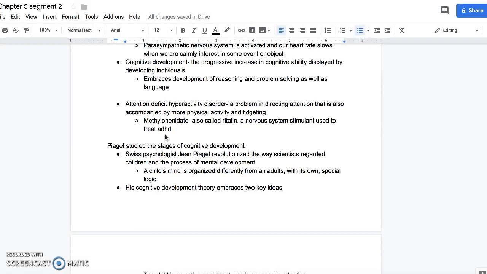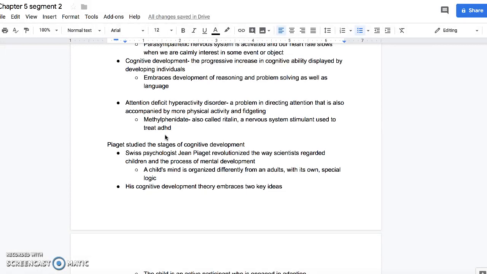Attention deficit hyperactivity disorder is a problem in directing attention that is also accompanied by more physical activity and fidgeting. Something that can be used to treat ADHD is called methylphenidate, which is also called Ritalin, and it's a nervous system stimulant that is used to treat ADHD.